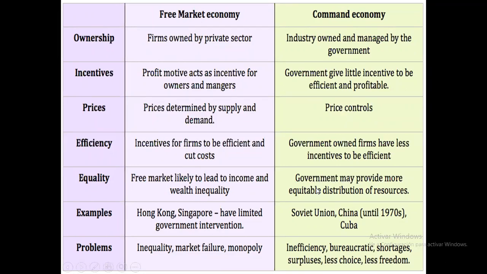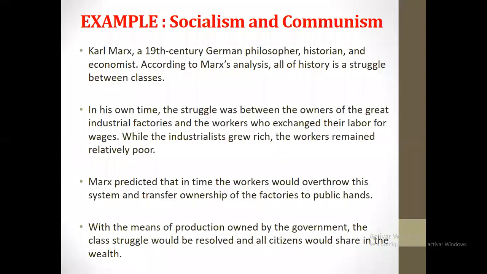Government may provide a more equitable distribution of resources. Now, I think this is the only benefit. They try to distribute everything for everyone. But for the rest, they control everything. There are no profits. No, I don't like this kind of system. But anyway, this kind of pure command economy doesn't exist, really. It doesn't exist. But anyway, this is one type of economic system.